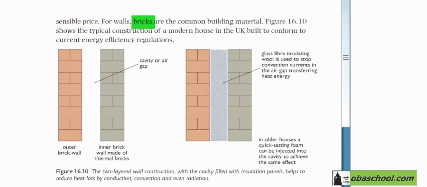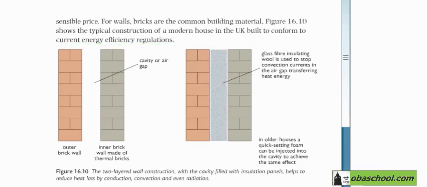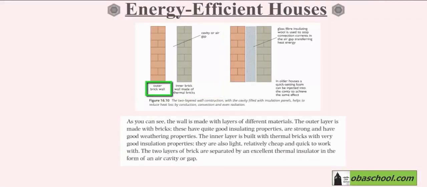For walls, bricks are the common building material. As you can see in this diagram, we have bricks. The typical construction of a modern house in the UK is basically like this. You have the outer brick wall, which is the outside layer, and so they have quite good insulating properties and are strong and have good weathering properties as well.